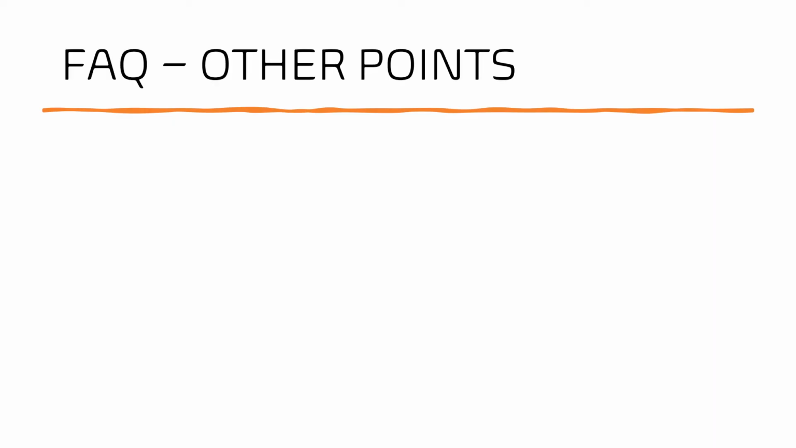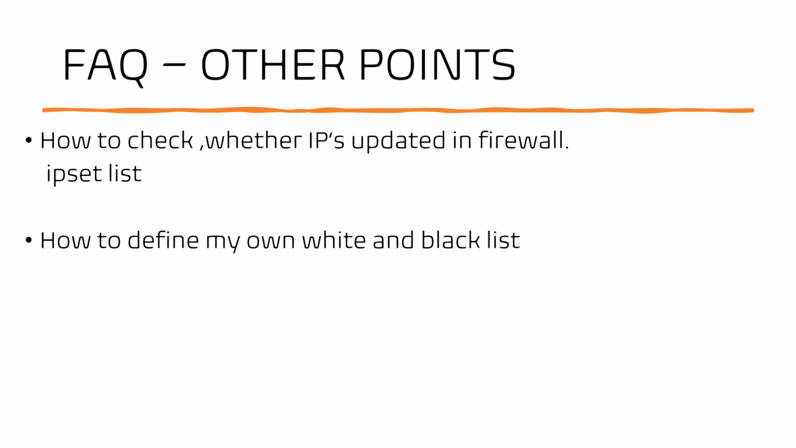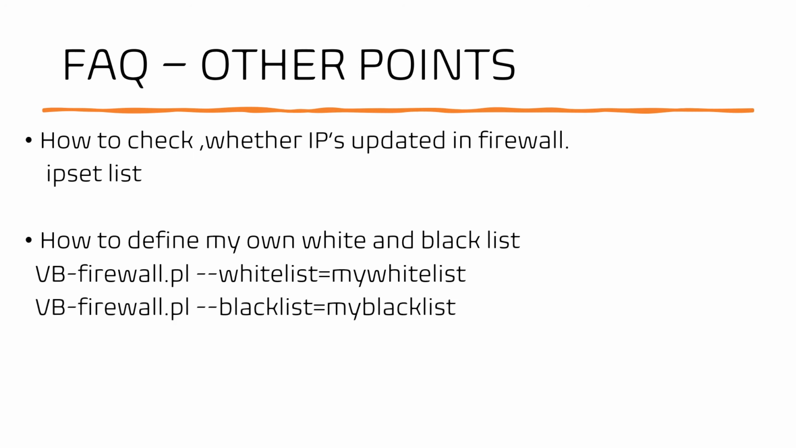FAQ and other points. How to check whether IPs update in the firewall. Type the ipset list command. This will show IPs in each category. How to define my own white or blacklist. For whitelist, run the firewall script with the whitelist flag pointing to your whitelist ID. For blacklist, run the firewall script with the blacklist flag pointing to your blacklist ID.